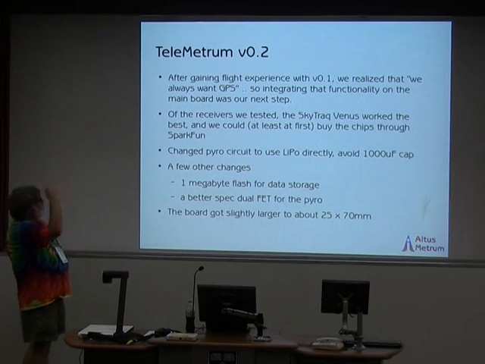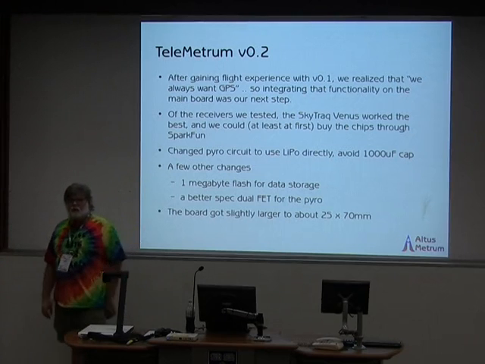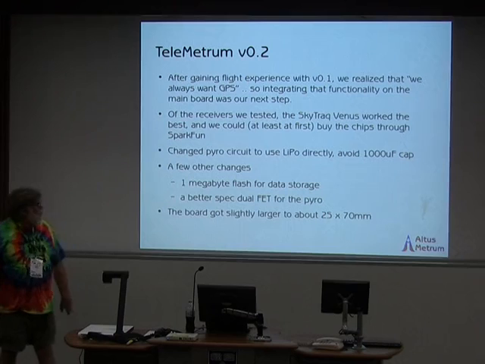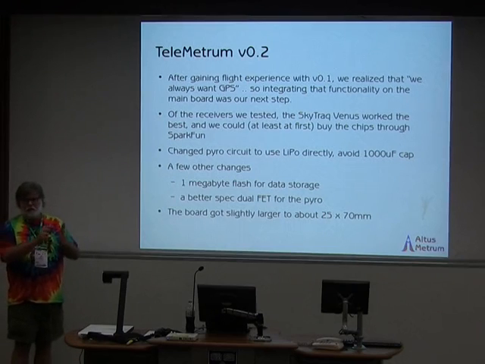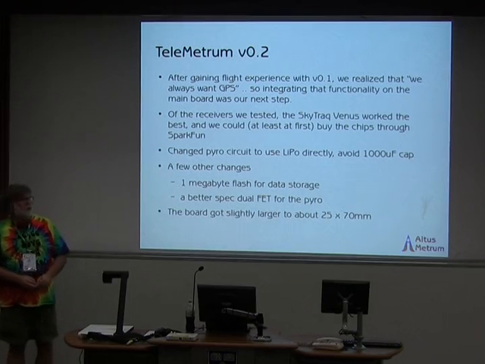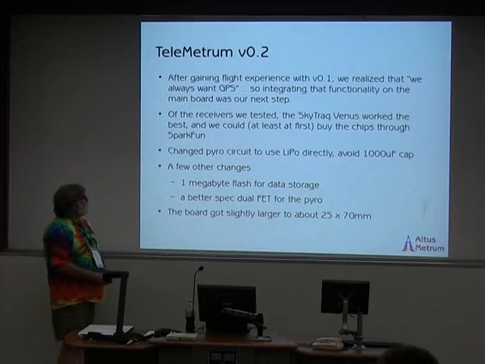Along the way, we tried some others though. The Skytraq Venus actually worked the best of the ones we tried. They were available for cheap, and it was a 10 by 10 millimeter, 3 millimeter thick or something, little monolithic thing I could SMT down to, surface mount down to a board. And we were able to buy the chips at first through SparkFun.